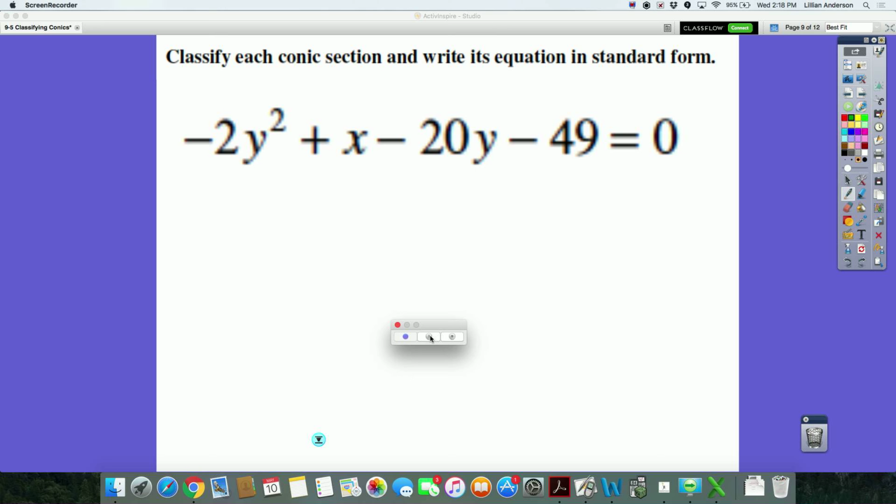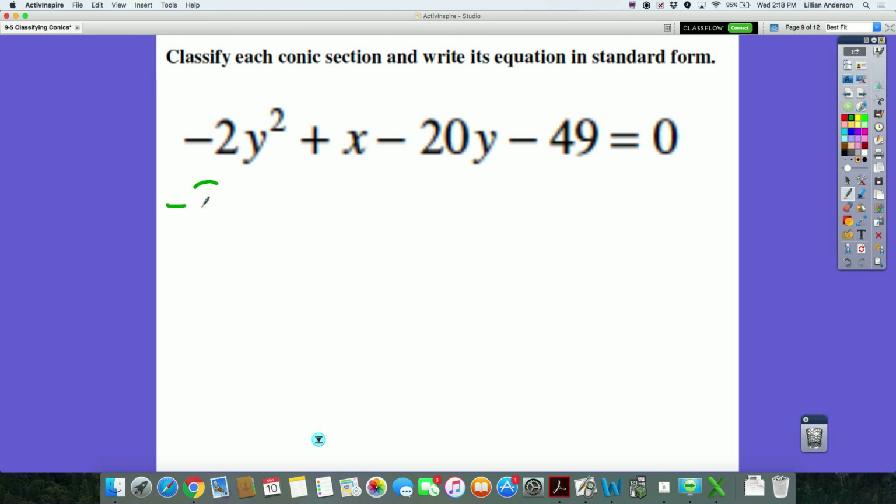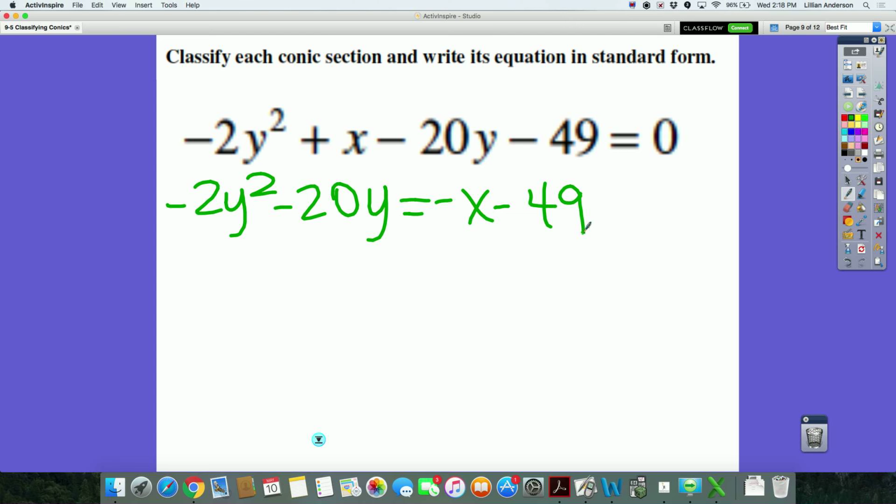Parabola, because only one of them is being squared, which means that if you're trying to write this in standard form, your square term needs to be on one side, everything else needs to be on the other side. So that means you'll keep your negative 2y squared minus 20y on one side, and then you'll subtract the others. Then you only complete the square with the y's.